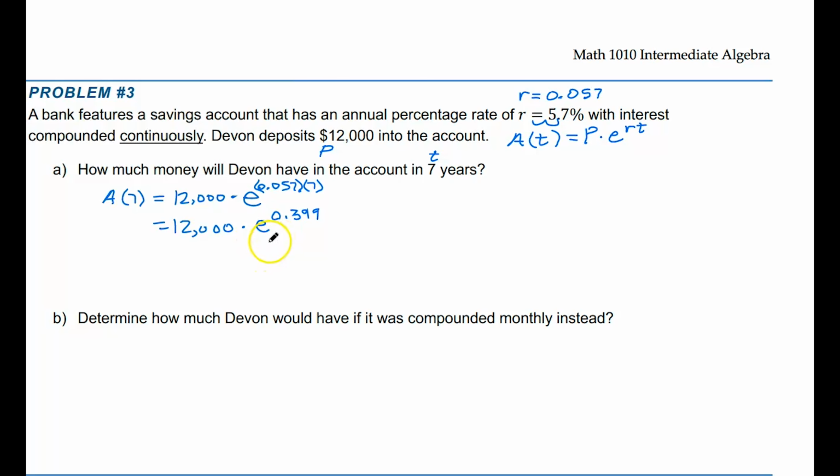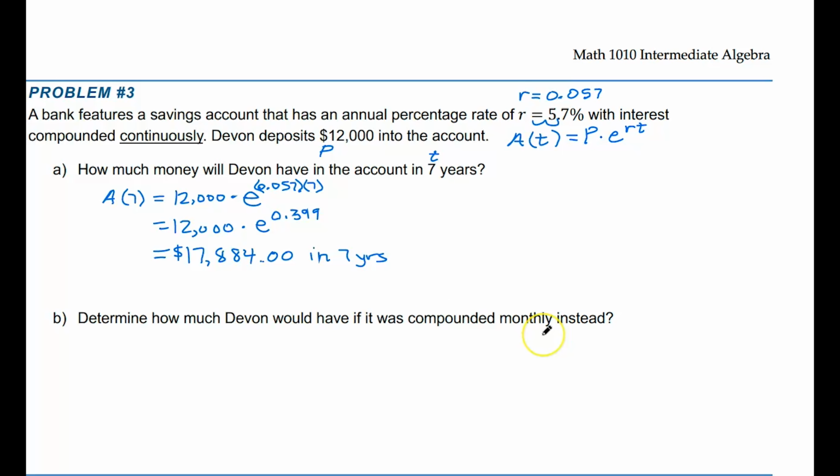So now in your calculator, put e to that power and then multiply it by 12,000. See what you come up with. $17,884. Remember that dollar sign is how much money Devin will have in the account in 7 years if it's compounded continuously. Now, what if it was compounded monthly instead?